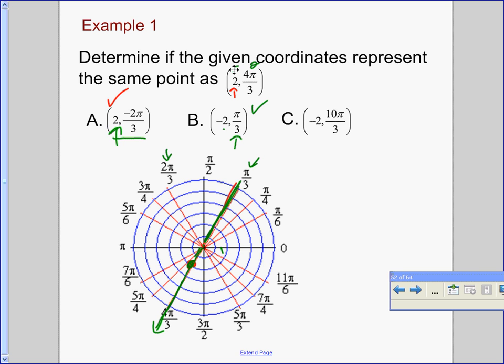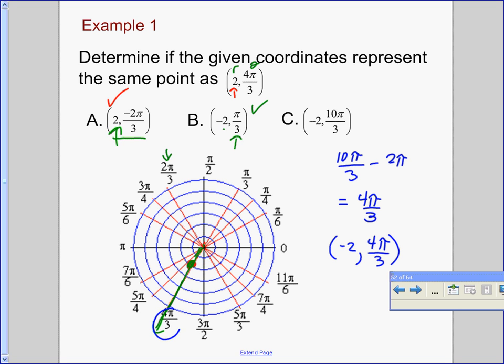And now for the last one, I'm working with 10 pi over 3. Now 10 pi over 3, we should notice that that's greater than 2 pi. So if I subtract 2 pi from that, then I get 10 pi over 3 minus 2 pi, or 6 pi over 3, is going to end up giving me 4 pi over 3. All right, so that's going to be the same as this. Okay, so we go and we find 4 pi over 3, and 4 pi over 3 is here. Okay, so that angle is going to be here.